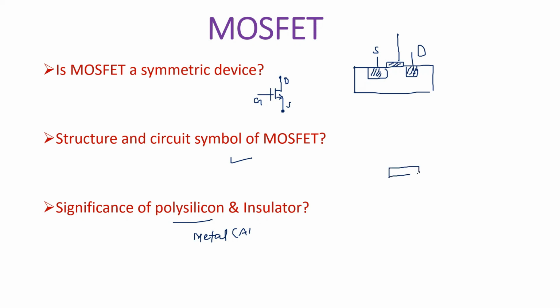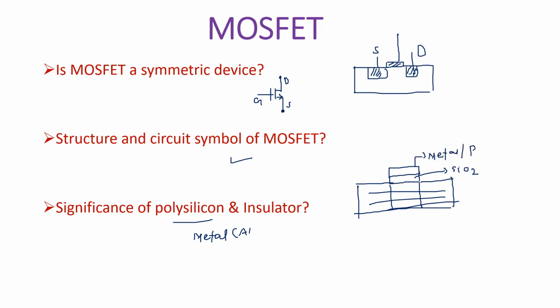If this is a metal, there is a layer of silicon dioxide, and below that there is the substrate. You all know this MOS structure. So this is your silicon substrate, completely silicon substrate. And this is your insulator, SiO2. And this is a metal, or polysilicon, or poly. So you can revise these things from your notes also.